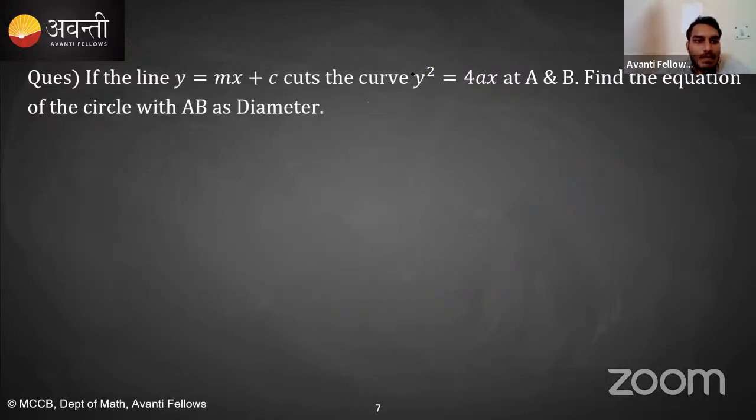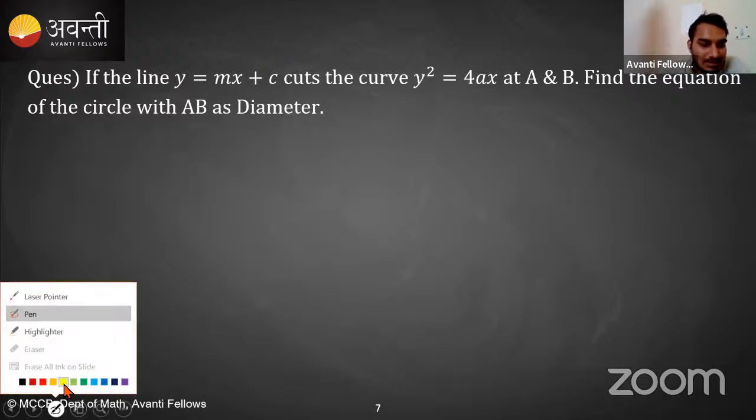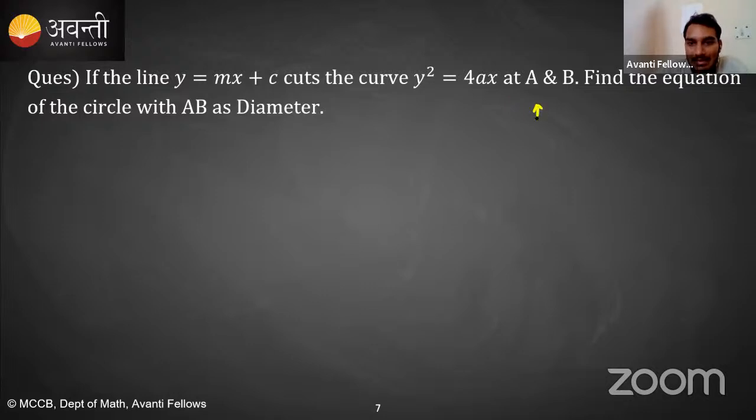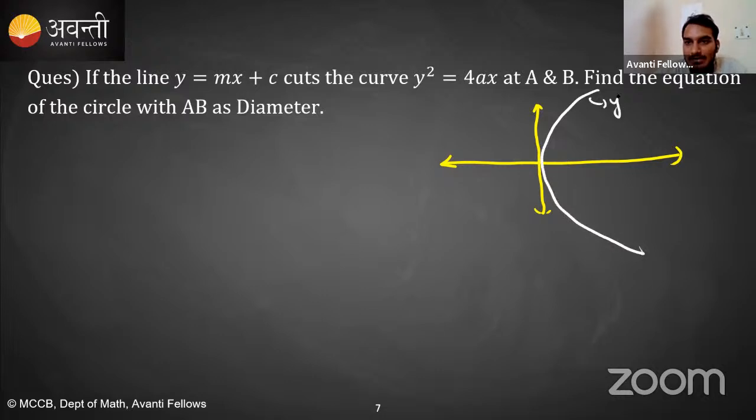So this question: if the line y is equal to mx plus c cuts the curve y square is equal to 4ax at points A and B, find the equation of the circle with AB as diameter. Everybody, I will just give you the hint. Let's say I just draw this curve. You don't need to know what the curve is. In the question itself, the curve is given.